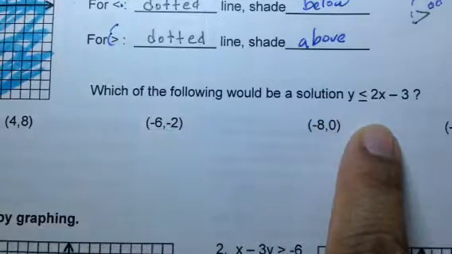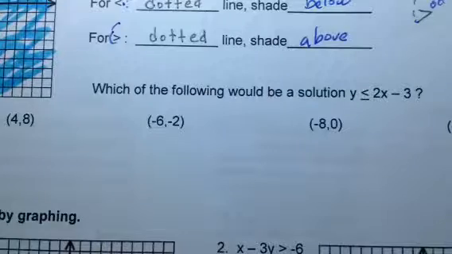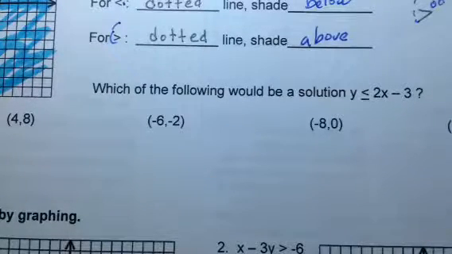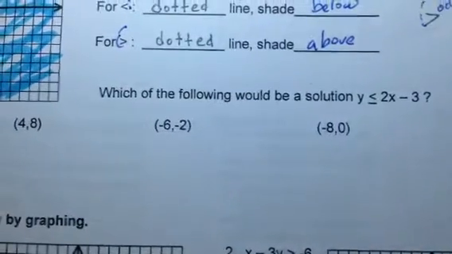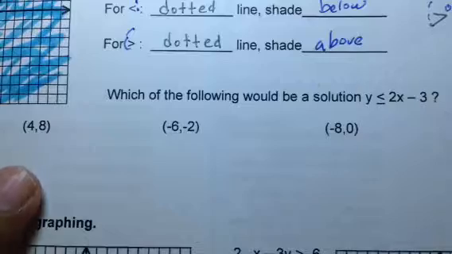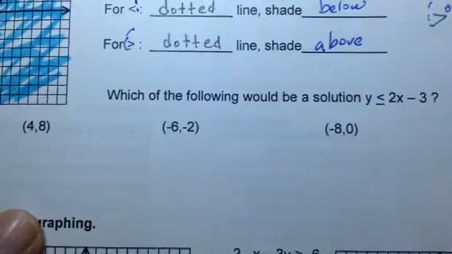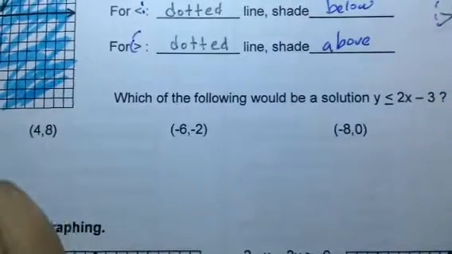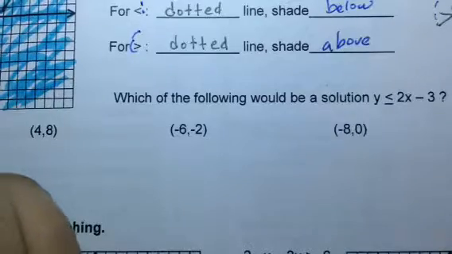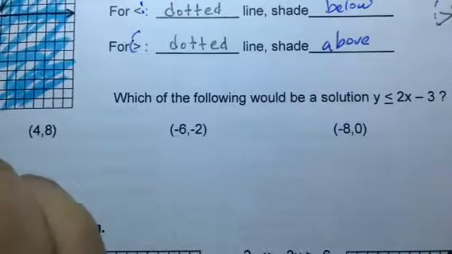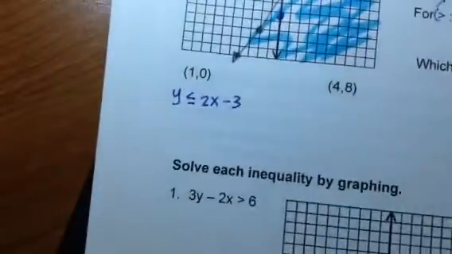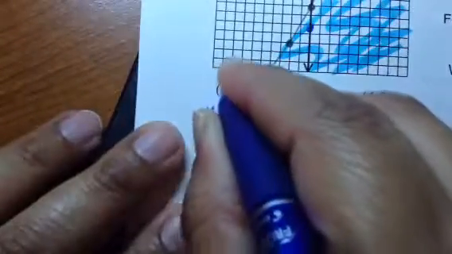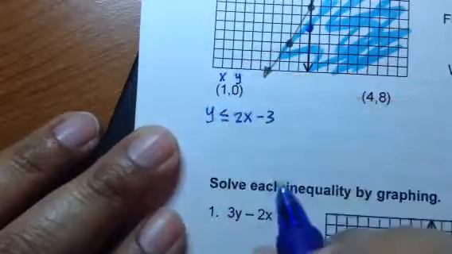Now, this next part says, which of the following would be a solution to what we just graphed? Now, there's a couple of ways you can do this. I'm going to show you both ways, and then you can decide which one you prefer. You can do it the old-fashioned, let's graph the points, or you can do it where you plug and chug. So let's talk about the plug and chug first. So I'm going to write this inequality down real quick, and I'm going to plug in the numbers. I know that this is x, and I know that this is y.